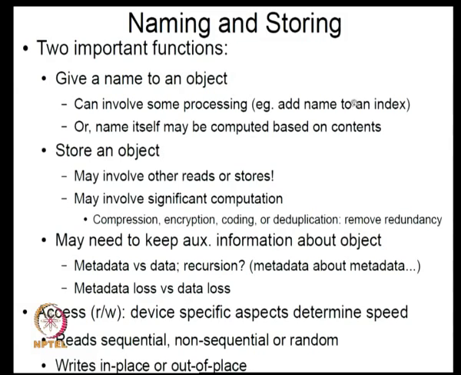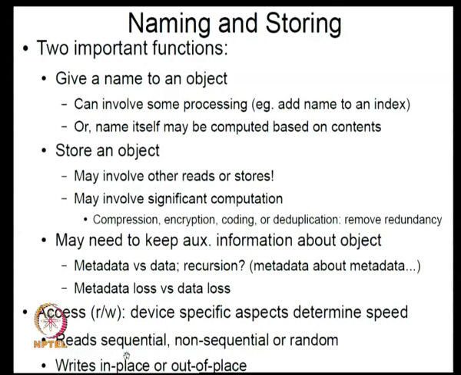Again, if you are asking for storing and retrieving stuff, it turns out there are device specific aspects that determine speed. For example, tapes have a certain notion that you have to read and write sequentially, whereas disks can be more random access. These things determine a lot of the effective speed at which you get things.